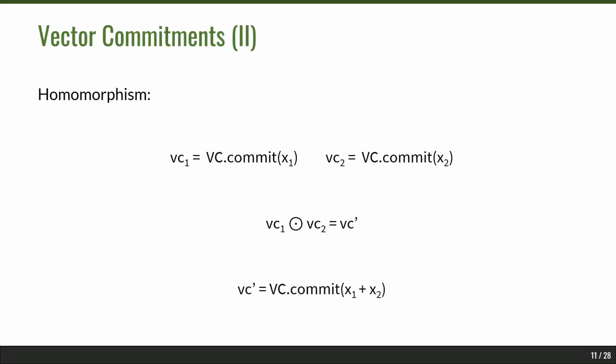Another property we guarantee with our vector commitment is that of additive homomorphism. So let's assume that we have two vectors x1 and x2, and we generate vector commitments to these vectors, that's vc1 and vc2. With a homomorphic operation, we get another vector commitment, and this third commitment is a commitment to the vector we receive as the result of combining x1 and x2.